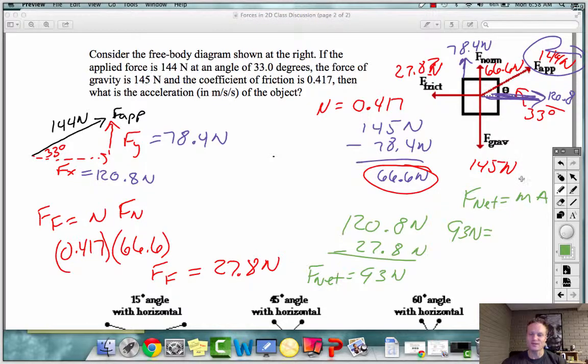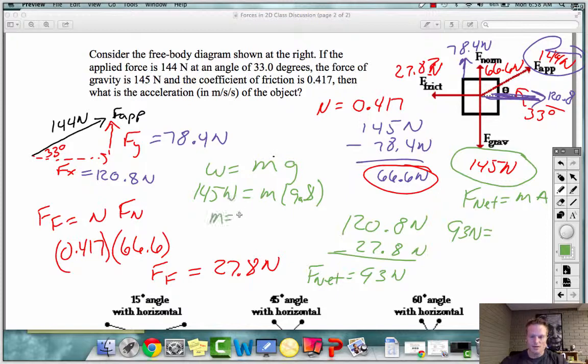But there's one more formula, and I'm sorry I didn't mention this earlier, that you guys will probably want to use, and that is the formula for weight. Remember, weight equals mg. My weight is the force of gravity, so 145 newtons equals m, which is what I'm looking for, times g, which is just 9.8. If I take 145 divided by 9.8, I get an m of 14.8 kilograms. They don't directly give it to you, but if you use the formula, you're okay.